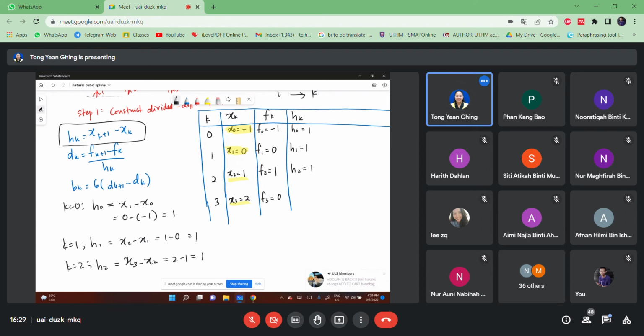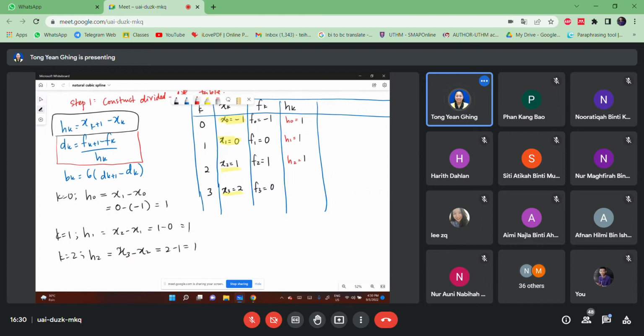It's not necessary that you write this one. You can just write like this. If you look at your example in the book, the answer is directly right here. Here I just want to let you know that this is H0, this is H1, this is H2. After that, we have to calculate the value of D. H is very easy, just the value of X after minus the value of X at that particular k. And then we have to calculate D0, D1, D2 as well.